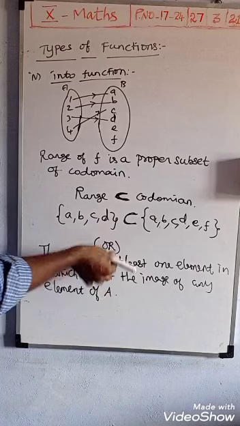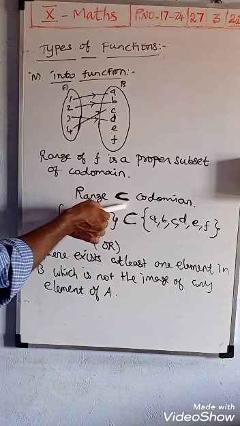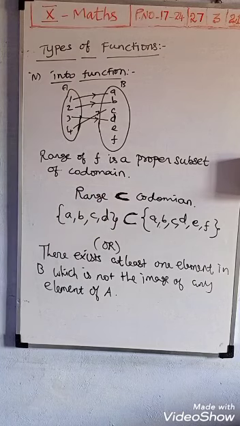So comparing this, better we keep this definition, it is easy. Range is a proper subset of codomain means it is called an into function. Okay. So the relations will be there. What are they? One-one and into, and then many-one and onto, those relations are there. Okay.